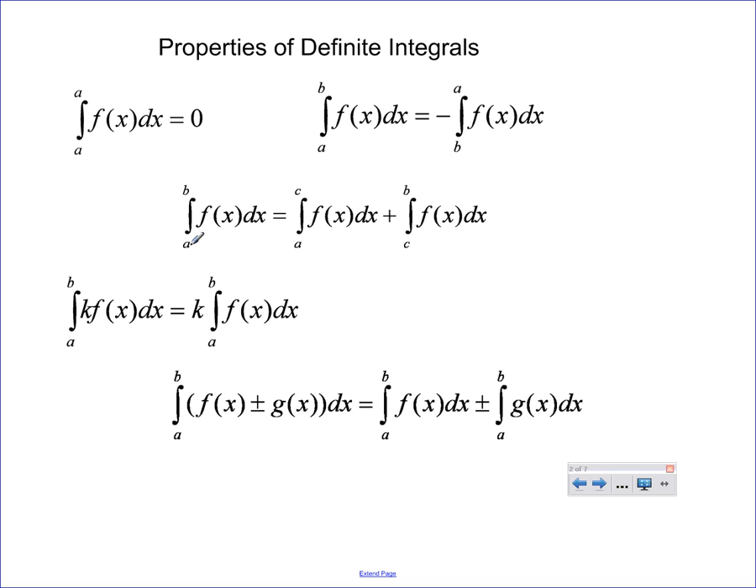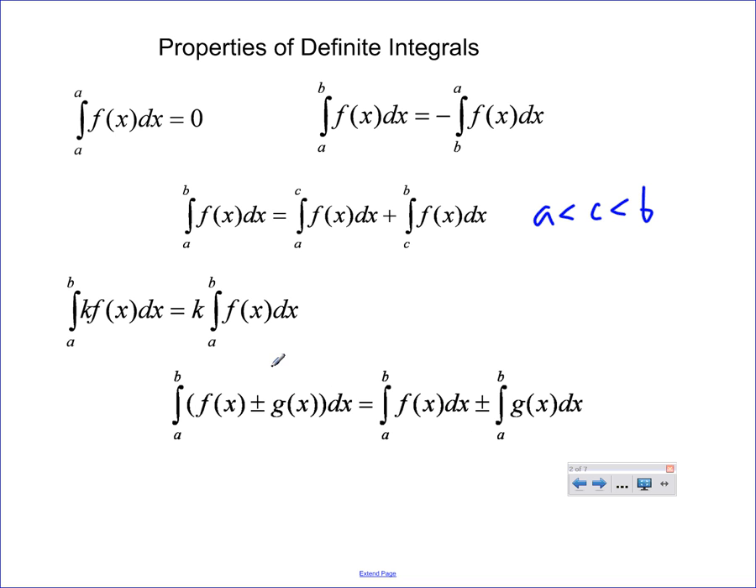If we're trying to get from a to b, we can do it in steps. We can go from a to c, and then add to it from c to b. C is somewhere between a and b, so make note of that. We can break it into pieces, and sometimes that'll help us out. If we have a constant times a function, we can pull the constant right out in front, like what we did the other day. Constants just come along for the ride. If it makes it easier, you can get those out of the way. If we have a couple of functions added or subtracted from each other, we can do the separate integrals and then add or subtract as we go.